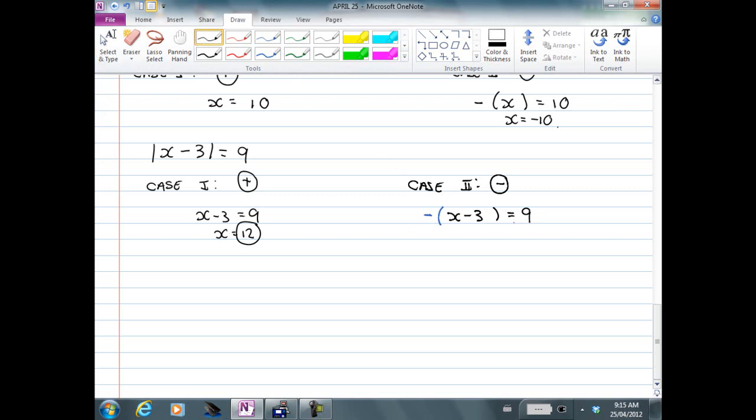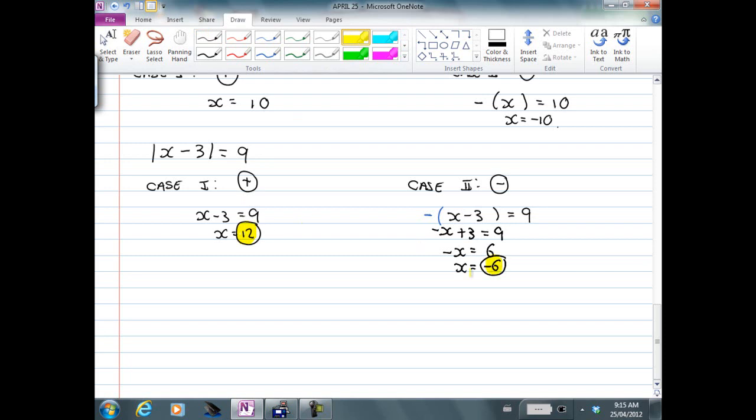Do you multiply by 9? No, you don't. Because the negative only affects the stuff inside your absolute value. So go ahead and multiply this out. Negative x plus 3 equals 9. Negative x equals 6. x equals negative 6. There's your two answers: 12 and negative 6.